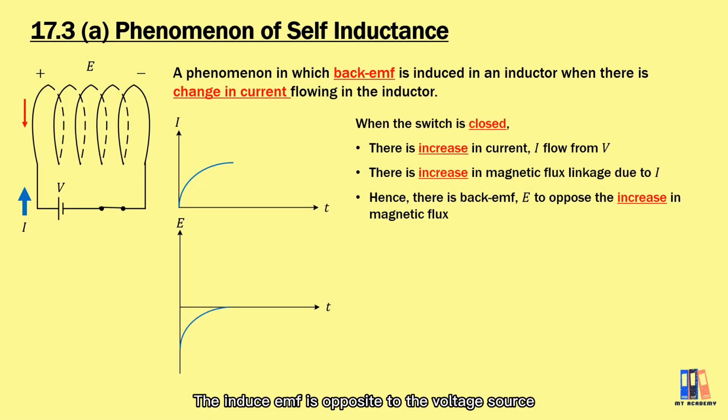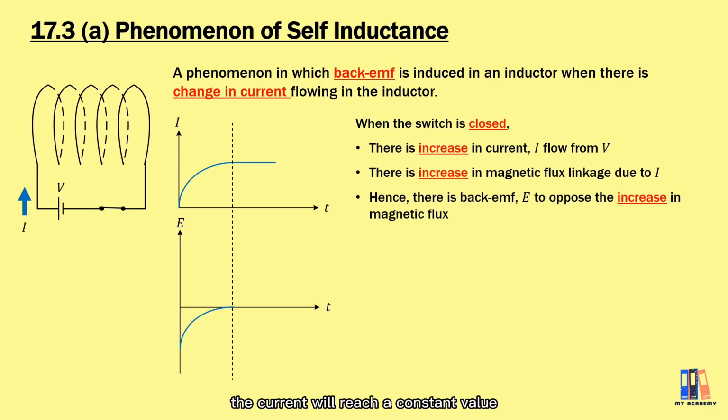The induced EMF E is opposite to the voltage source, so the value of the E is negative when the current I is increasing in the circuit. So after a certain period, the current I will reach a constant value where the back EMF also becomes zero since there is no more change in the current flow and no change in the magnetic flux linkage.